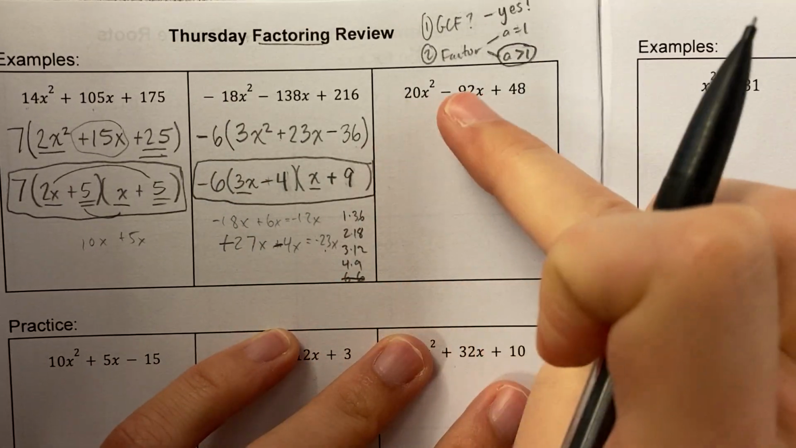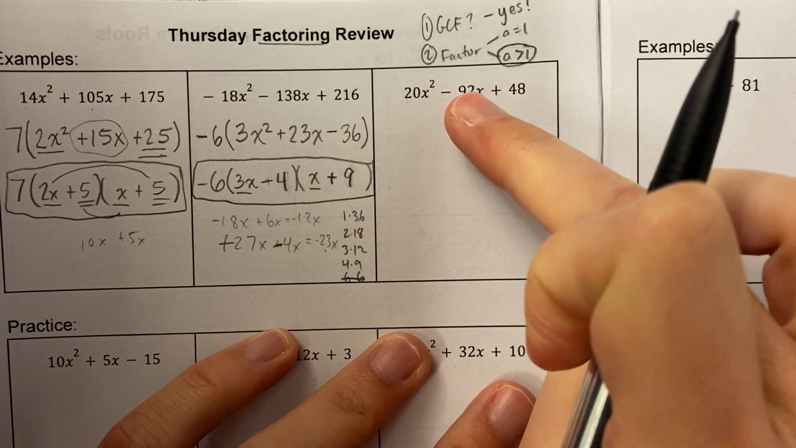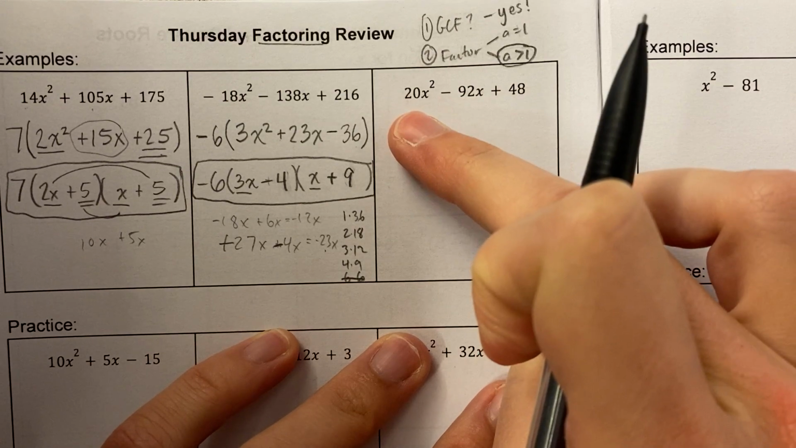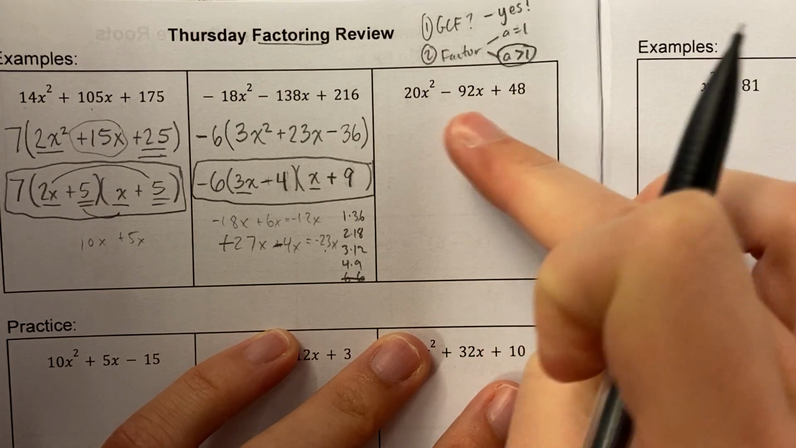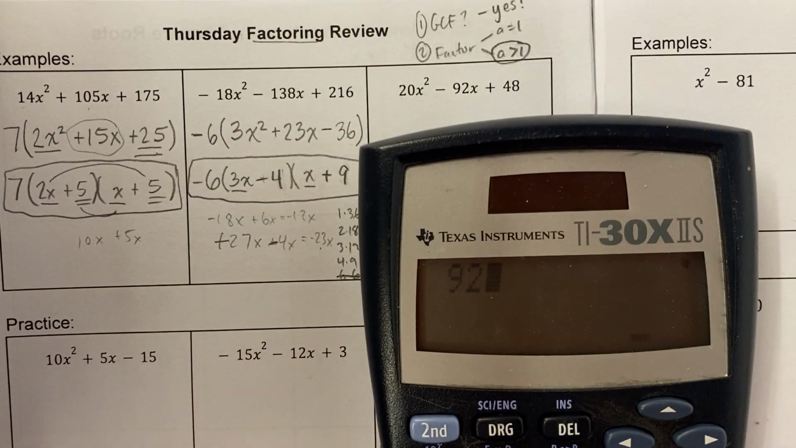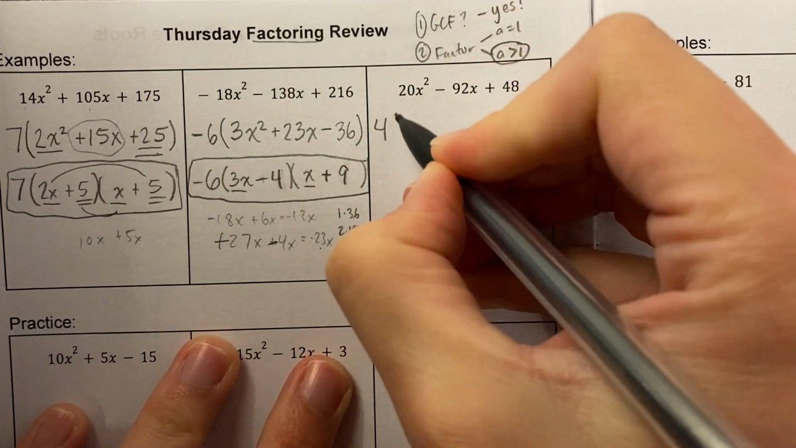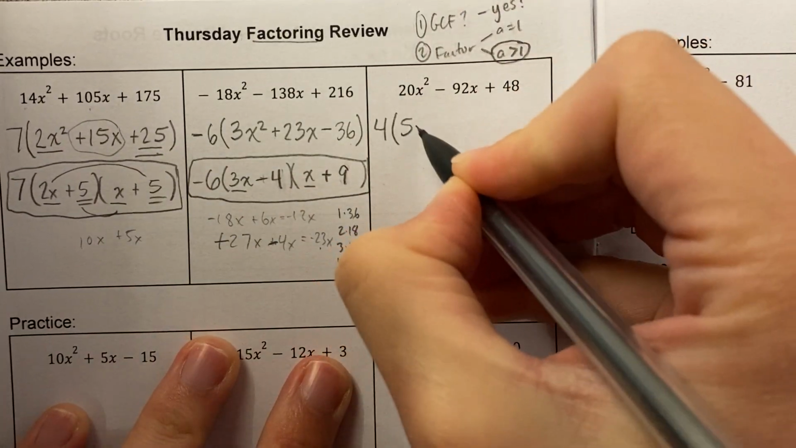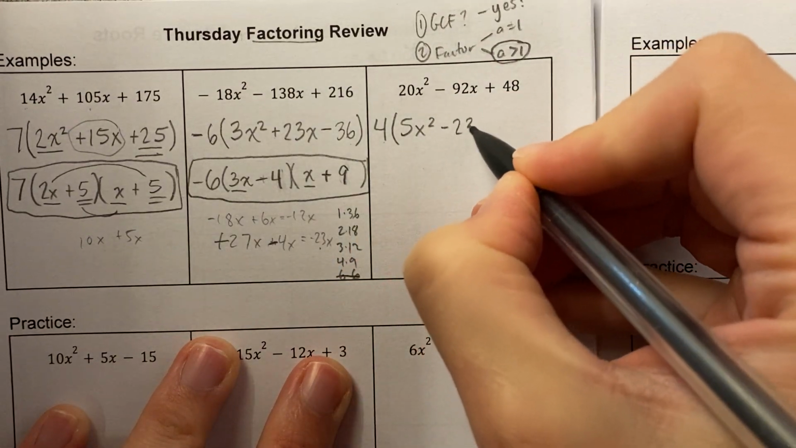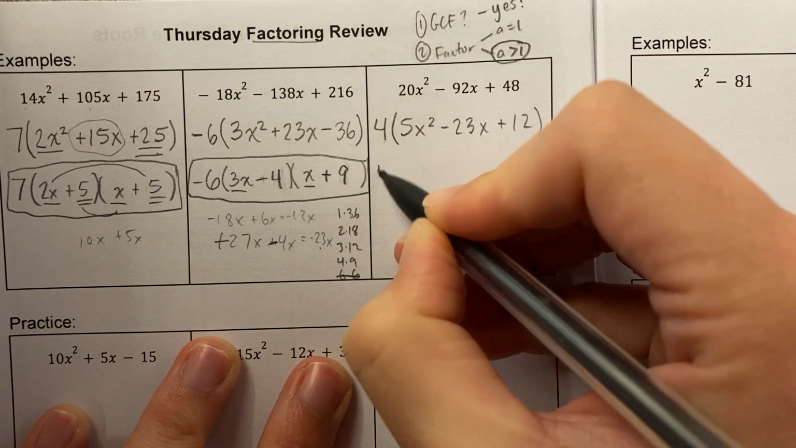Okay, last one. What's the GCF of 20, 92, and 48? So let's see, 20 doesn't multiply to 92. Neither does 10, right? I can see it doesn't end in a 0. What's another factor of 20? 5 also doesn't multiply to 92, right? It would end in a 0 or 5. How about 4? Does 4 multiply to 92? Let's see. 92 divided by 4. Yes, it does. So let's go ahead and take out a 4. 4 times 5 is 20. 4 times 23, we just did this math, is 92. And 4 times 12 is 48.